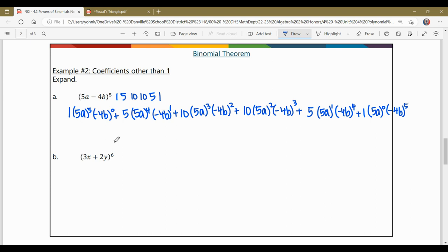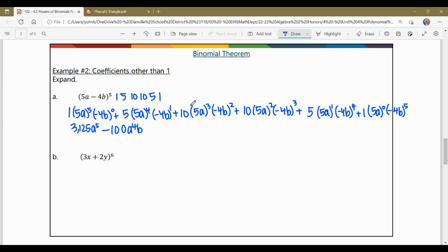All right, now we clean. -4b to the 0, 1, those go away. 5a to the fifth, make sure you share the power. And so this is 3,125a to the fifth. In the second term, we have 5 times 5 to the fourth times -4 to the first. That's -100. Then we have a to the fourth b.